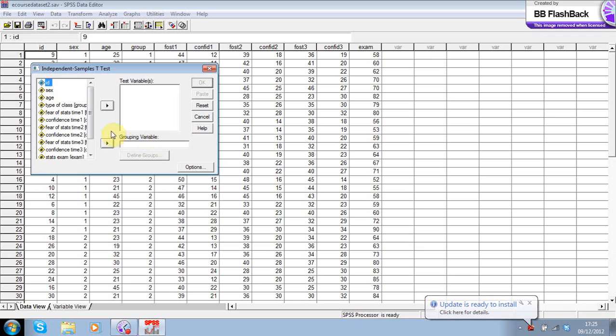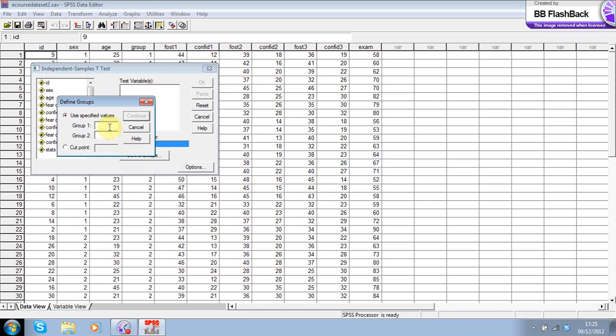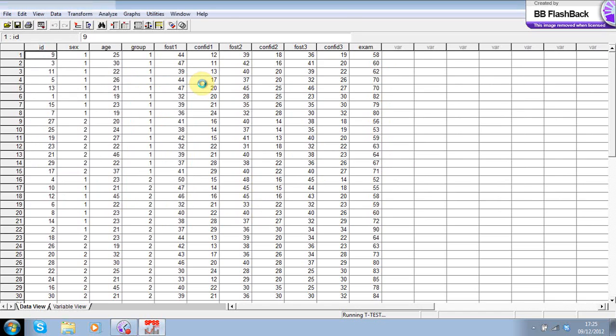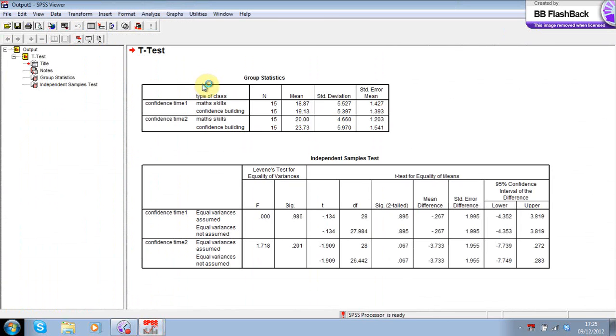So let's select our grouping variable. This is the type of class, whether they took math skills or confidence building training. And we coded those two classes, classes 1 and 2. We then choose confidence time 1 from our list and confidence time 2. And this means that it will conduct two independent samples t-tests. Press OK and you will have an output window.